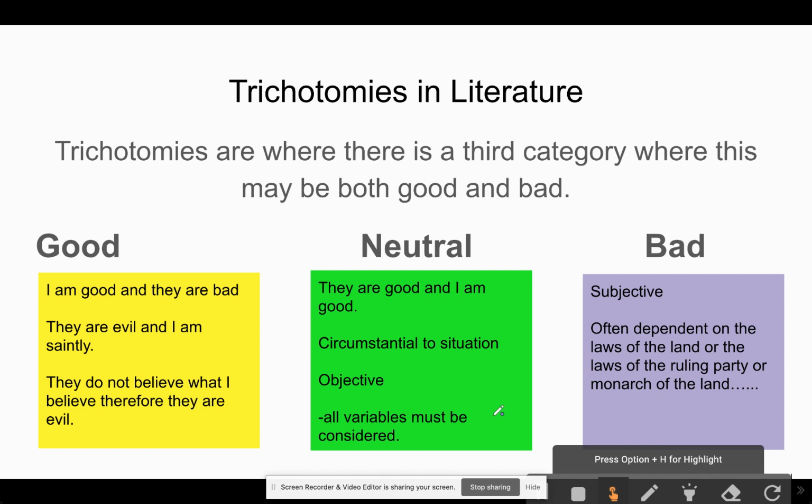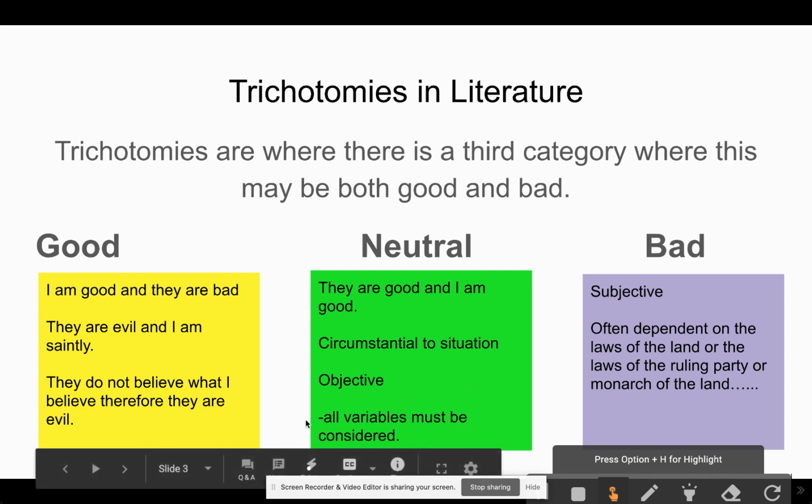And then there's the neutral area. They are good and I am good. It is circumstantial to situations. It is very objective, and all variables must be considered at all times.